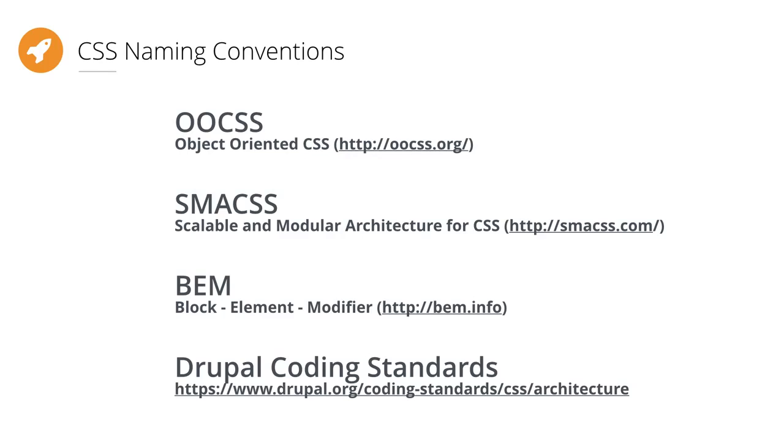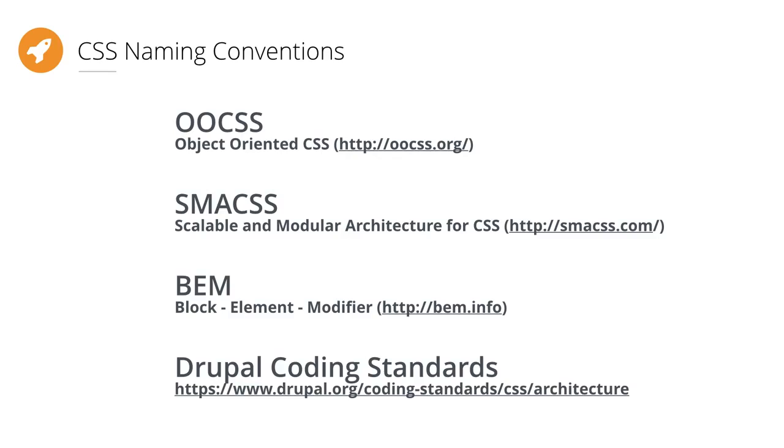So there's a number of different competing, almost language, patterns for how you should name your CSS. One is object-oriented CSS, one is SMACSS, one is BEM. In my opinion, it doesn't really matter which one you pick, so long as you get your entire team to sign up for one and sort of commit to it.